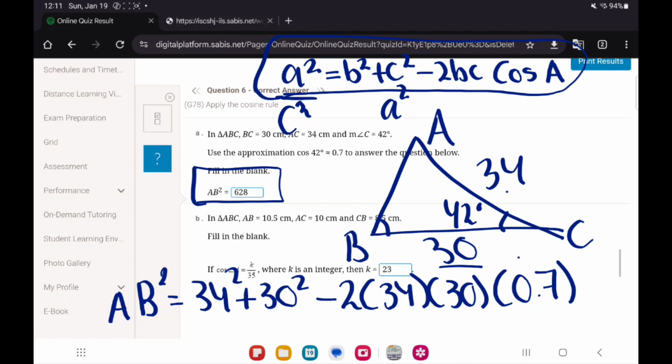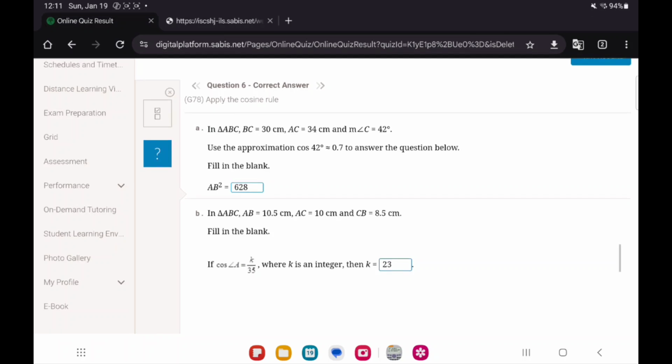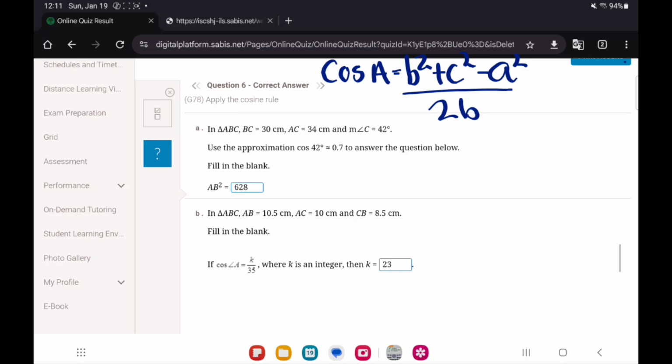Okay, now let's do the second part. The second part, they're using the other formula, which is cosine is equal to, so let's just write it up here. Cosine A is equal to b squared plus c squared minus a squared over 2bc. Okay, here we have, let's draw the triangle again.